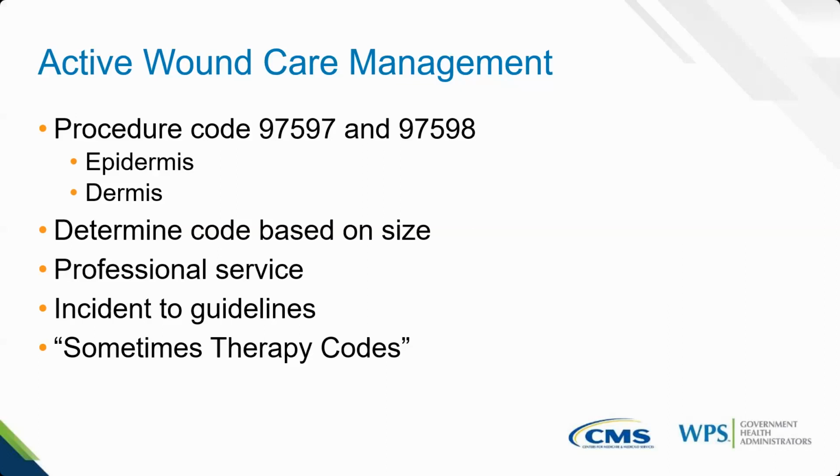So documentation then would need to support the debridement and the active wound care management that's being provided. The size that you would use, 20 centimeters or less, or each additional 20 centimeters, is for the total size of the service. And so what we mean by that is if you have multiple areas on the patient's foot where you're needing to do this debridement service, you would add up those surface areas of that wound, and then you would choose your appropriate procedure code.